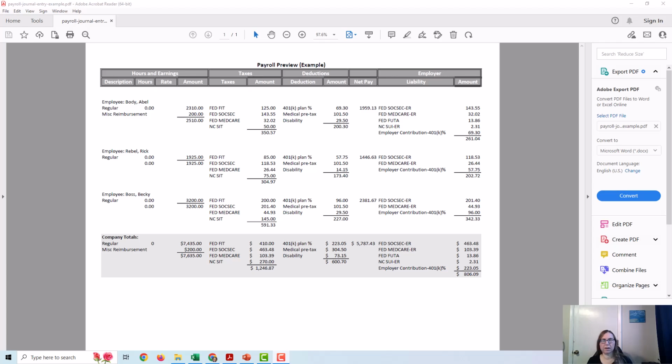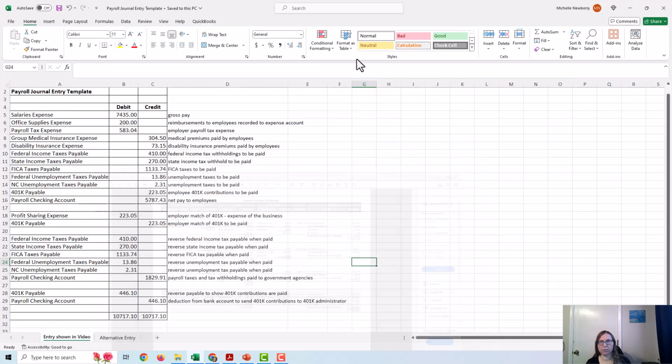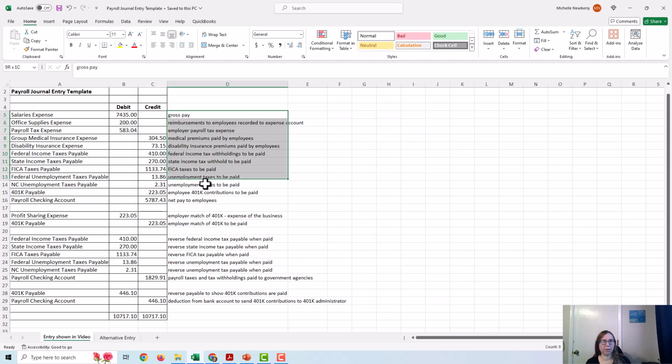And this is the example that I went over. I set up this sample payroll preview. And then what I did in that video is I created some journal entries that go along with that. But what I did with this spreadsheet that is available on my website, and I am going to put this updated one on there today, but basically in my updated spreadsheet, I actually put some explanations over here on the right.